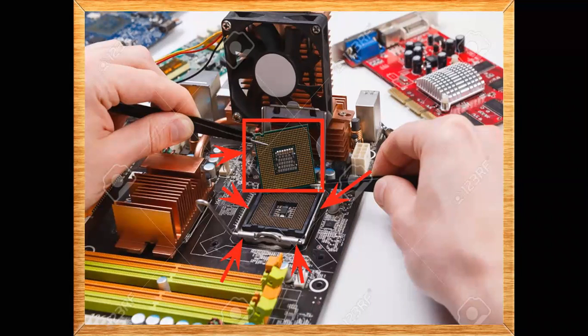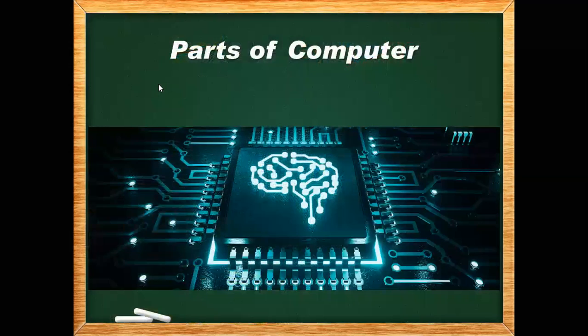So which one is bigger? The system unit is bigger. Which one is smaller? The CPU is smaller. If I say the CPU is bigger than the system unit, it's false. If I say the CPU is smaller than the system unit, it's true. So, very good. Let's move to the next one.